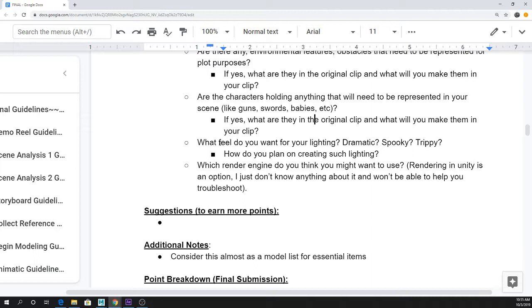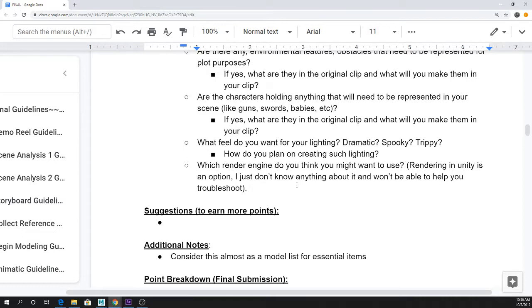Apart from that, what are you shooting for with your lighting? Are you going for dramatic, spooky, trippy? I've seen some people do some real trippy, weird lighting, and it's honestly kind of cool. But feel free to deviate from the original feel of your clip if you want to try to achieve a different feel. And then think about what render engine you might use. You're not tied down to whatever you write here, but I know Redshift usually renders faster than Arnold, which is good for long animations, but sometimes accessing it can be questionable on the lab computers.